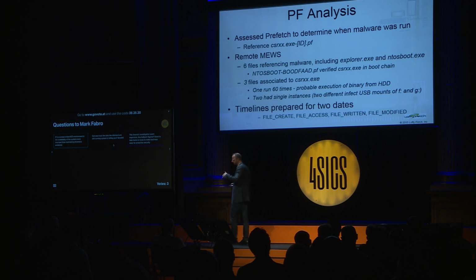So for the remote engineering workstation, the MEWS, one of the first ones we looked at for the prefetch, we found that there were 6 files that had reference to the malware and 3 files that were associated. At this particular time, one was run 60 times, and we think it was from a binary inside a local or removable hard disk drive. This is where things get interesting because we are talking about an infection that happened prior to the system showing up.